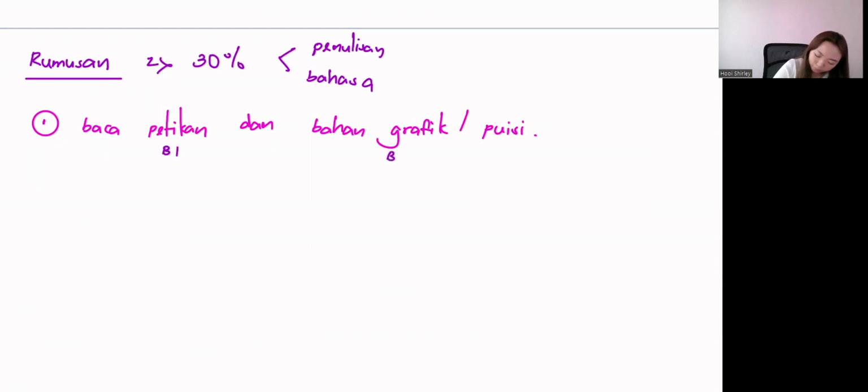Usually, bahan grafik and the puisi, bahan 2 atau bahan 3. And remember, all the bahan, it must be fully utilized. You must get the isi from all the bahan. This is compulsory.